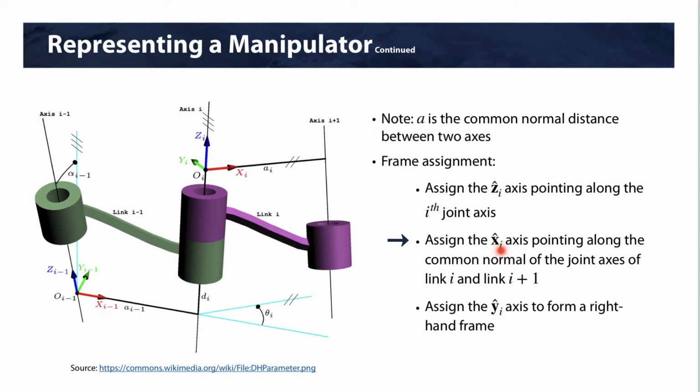We next assign the X_i axis, pointing along the common normal of the joint axes of link i and link i plus 1. So here's the axis of link i, and here's the axis of link i plus 1. This is the common normal, and we assign X_i along that axis. And then lastly, we assign the Y_i axis to form a right-hand frame, and you see Y_i here. Often when we draw our robots, we will just draw the X and Z axes and omit the Y axis, but you can easily find its direction using your right-hand rule.